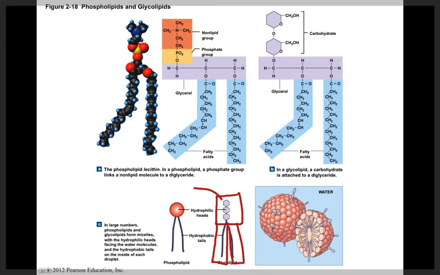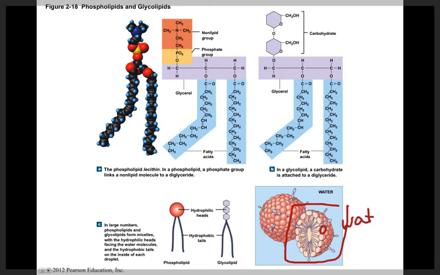When placed in water, these phospholipids are going to form a micelle. Over here we can see what a micelle looks like. Again, the heads are hydrophilic, so they're going to point towards the outside because there's water outside. And then when you look inside, you'll be able to see all the tails that are facing in towards each other because they are hydrophobic.